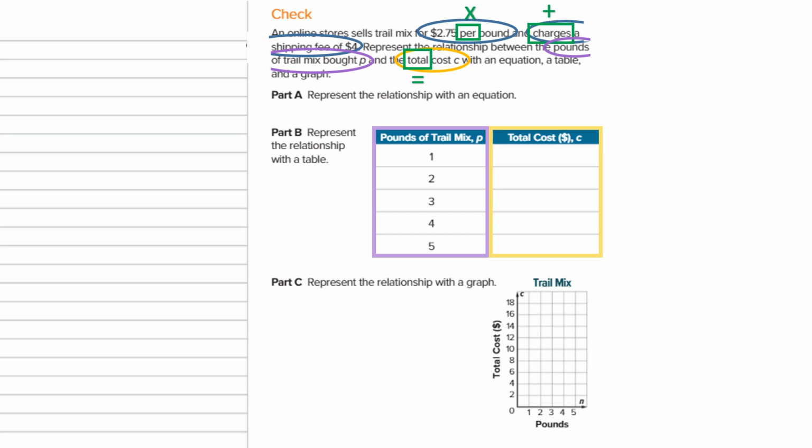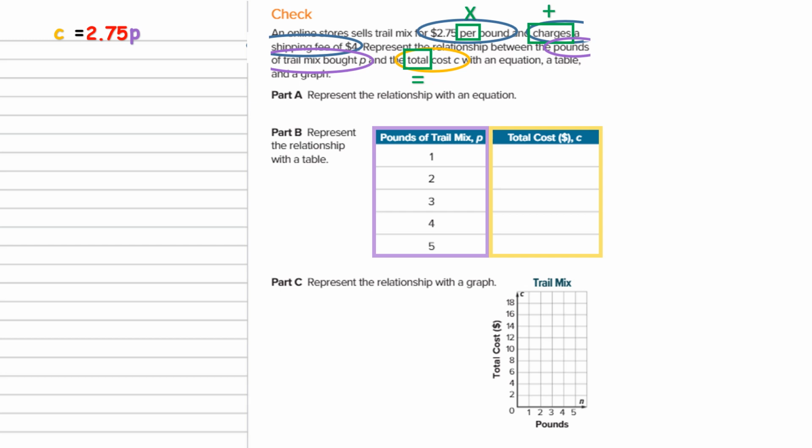So in my equation, I know that I'm going to have C, my output, my answer, equal to math done with the P, the pounds, that I'm buying of the trail mix. And then I have to look at what math is being done, right? So it says $2.75 per pound. So I'm going to put my 2.75 in front of the P.